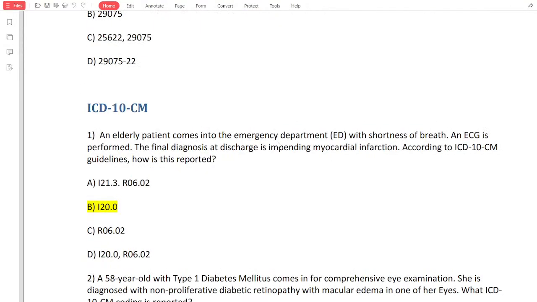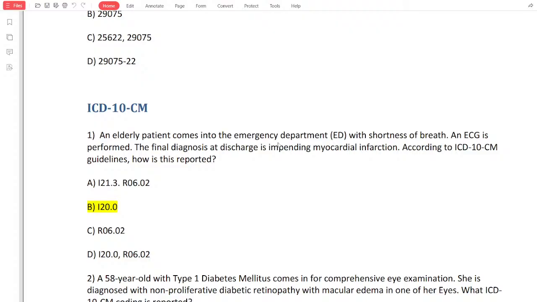Okay. In ICD, it's emergency. An elderly patient comes into the emergency department (ED) with shortness of breath, and ECG is performed. The final diagnosis at discharge is impending myocardial infarction. According to ICD-10 guidelines, how is this reported?